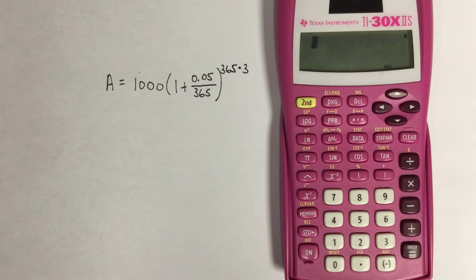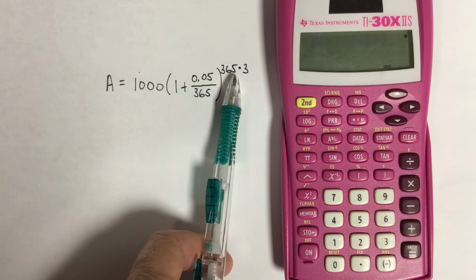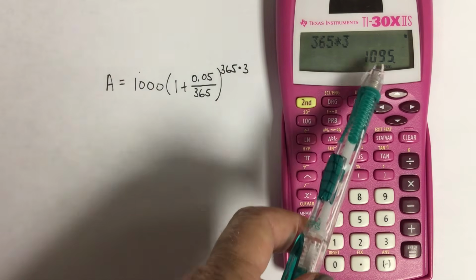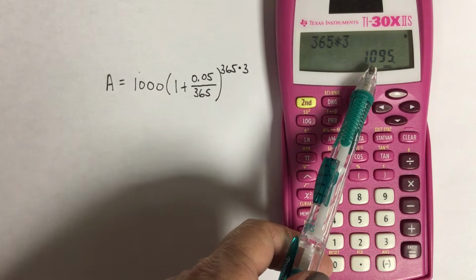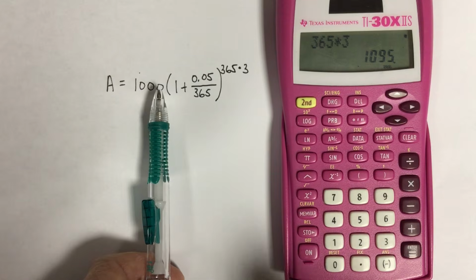And let me show you even another way to do it using the answer function on your calculator. What we could do is calculate 365 times 3, and after we press equal, that 1,095 is saved as the last answer. So now let's enter the rest of our expression.